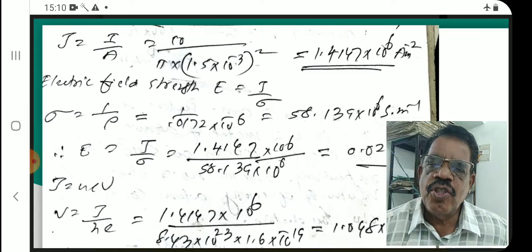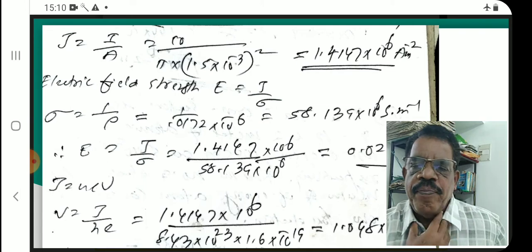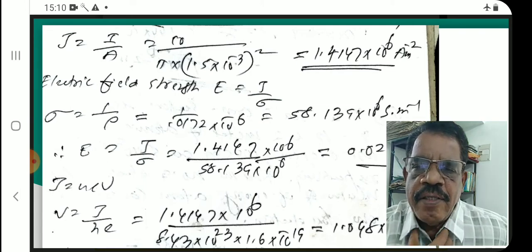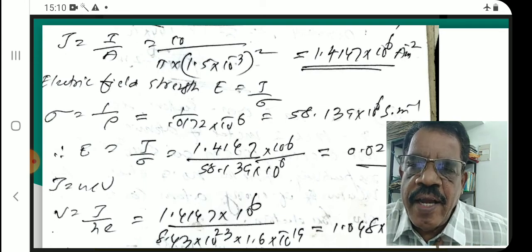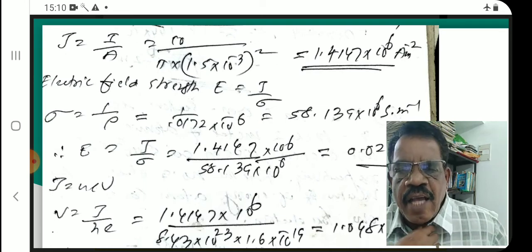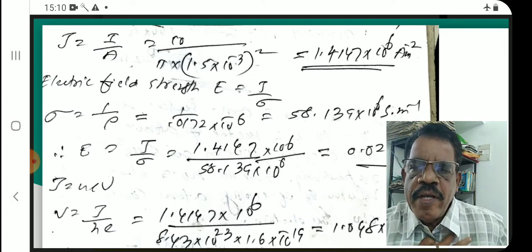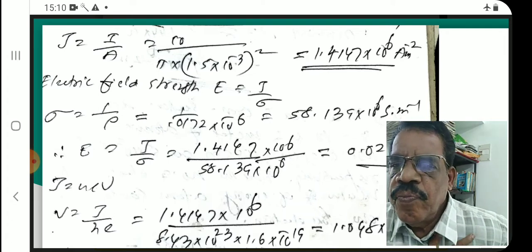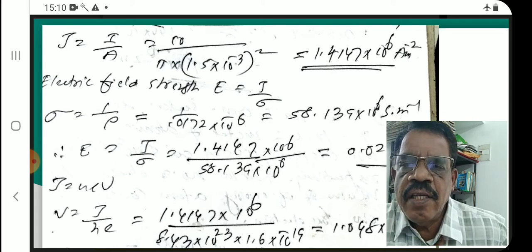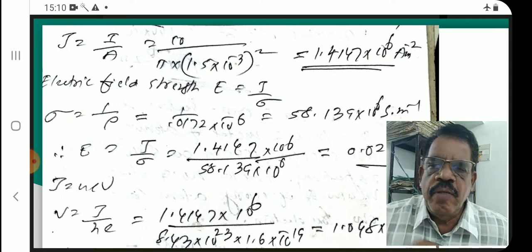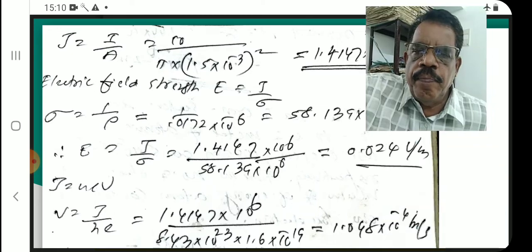Ohm raised to minus 1 is also called Siemens. Remember, this is capital S, not a small s. If it is small s, we read as second. If it is capital S, we have to read as Siemens. Here it is capital S, which is actually ohm raised to minus 1. So, sigma is equal to 58.139 into 10 raised to 6 Siemens meter raised to minus 1.